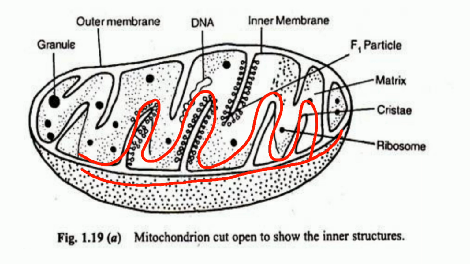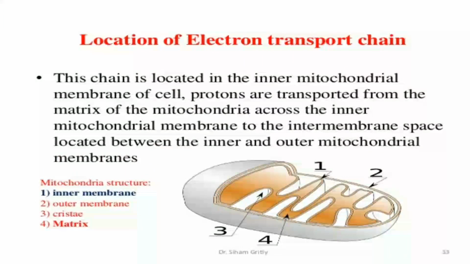These folds are called the cristae, which are having structures on them which we call F1 particles. The inner space is called the matrix, then the outer membrane and the inner membrane. Now the process of the respiration or the electron transport chain takes place in the inner mitochondrial space. Now how does this electron transport chain proceed?